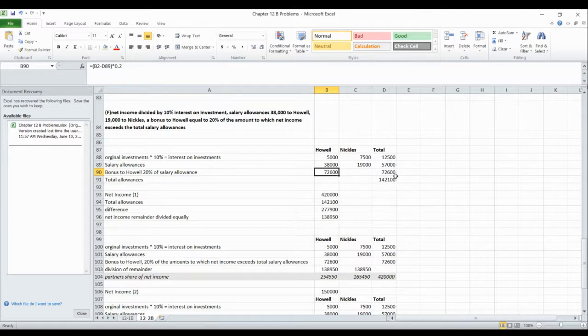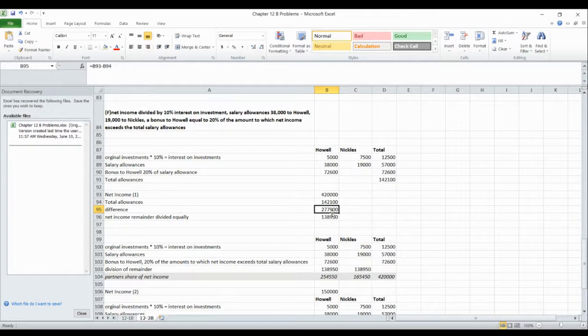Now, what that $72,600 means is that our total allowances now would be for the interest on the capital investment, the salary allowances, and the amount that we gave to Hal as a bonus. The total allowances is $142,100. Those allowances would be subtracted from the net income to get a difference that would be divided equally between the partners.